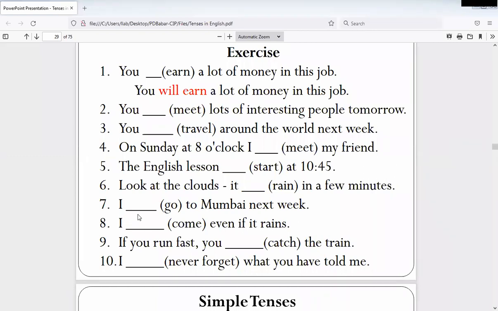The seventh is, I (go) to Mumbai next week. So here we are talking about the future. I'm going to talk about the future incidents. That's why, I will go to Mumbai next week. This is the proper form of the verb.